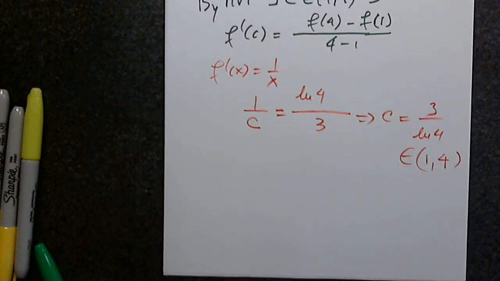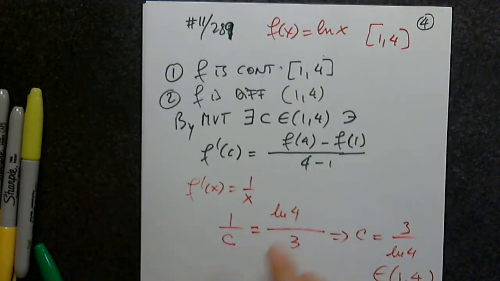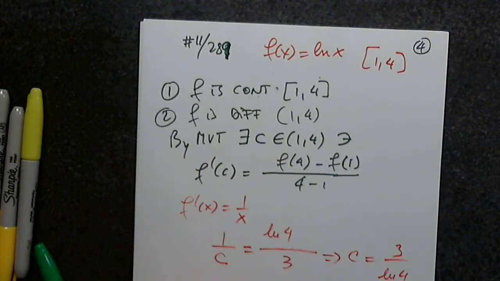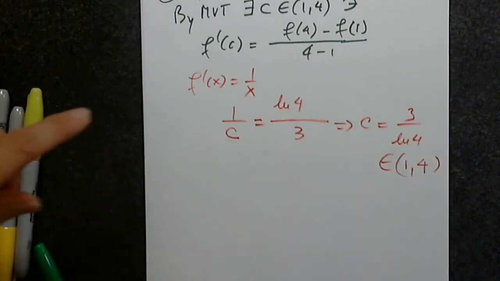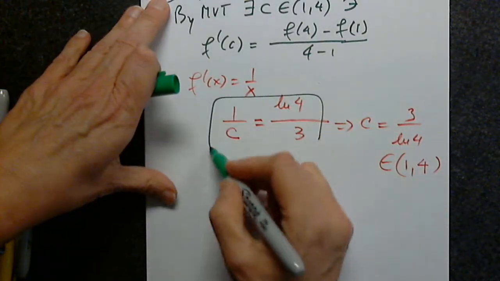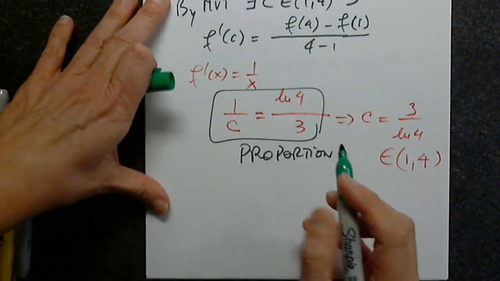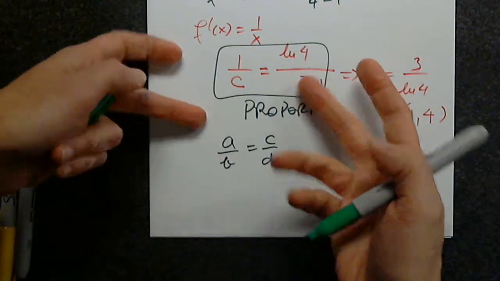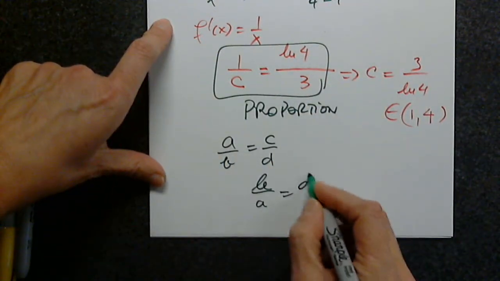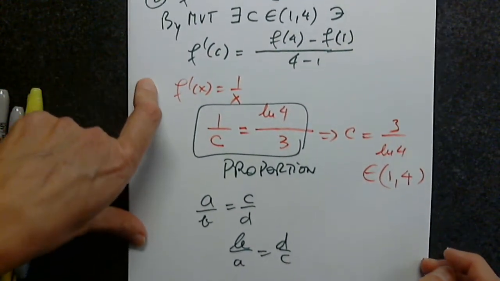Yes, please, Stephen? Could you just explain how you got the natural log 4 over 3 again from 1 over c? So you mean this one? How we got this? Okay, so if I have a proportion like this one, a over b equals c over d, b over a must equal d over c.